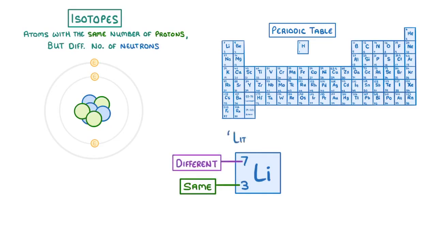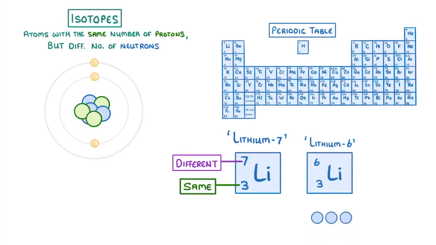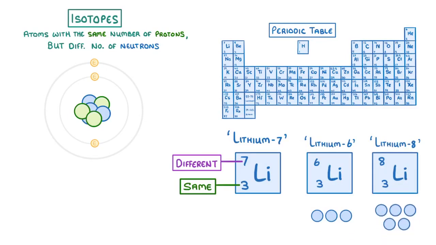For example, as well as lithium-7, which we've been looking at so far, we can also get lithium-6, which has 3 neutrons, and lithium-8, which has 5. So these 3 would all be classed as isotopes of lithium, because they all have the same number of protons, but different numbers of neutrons.